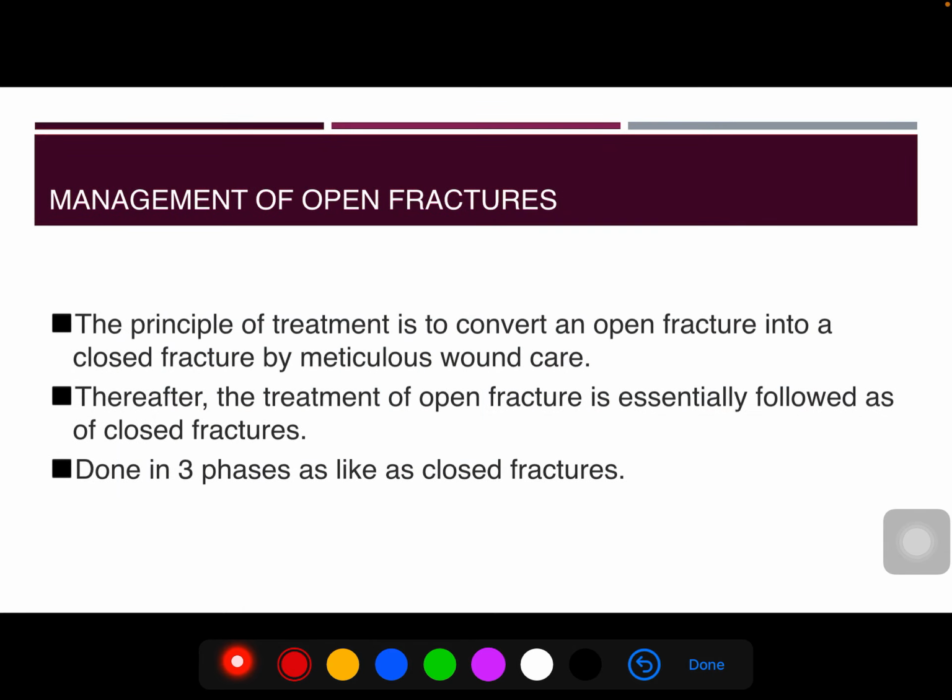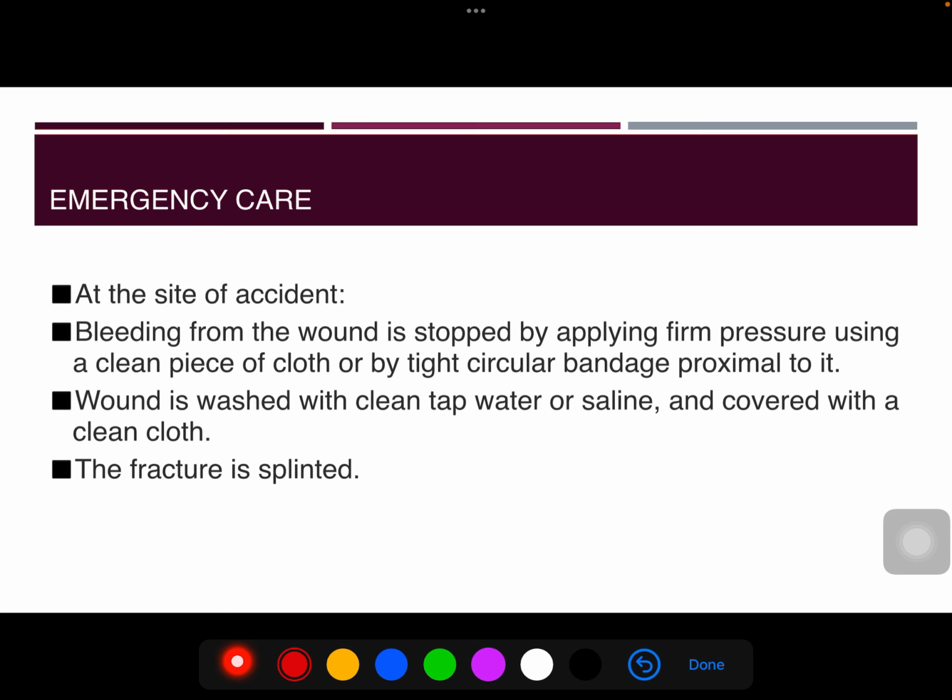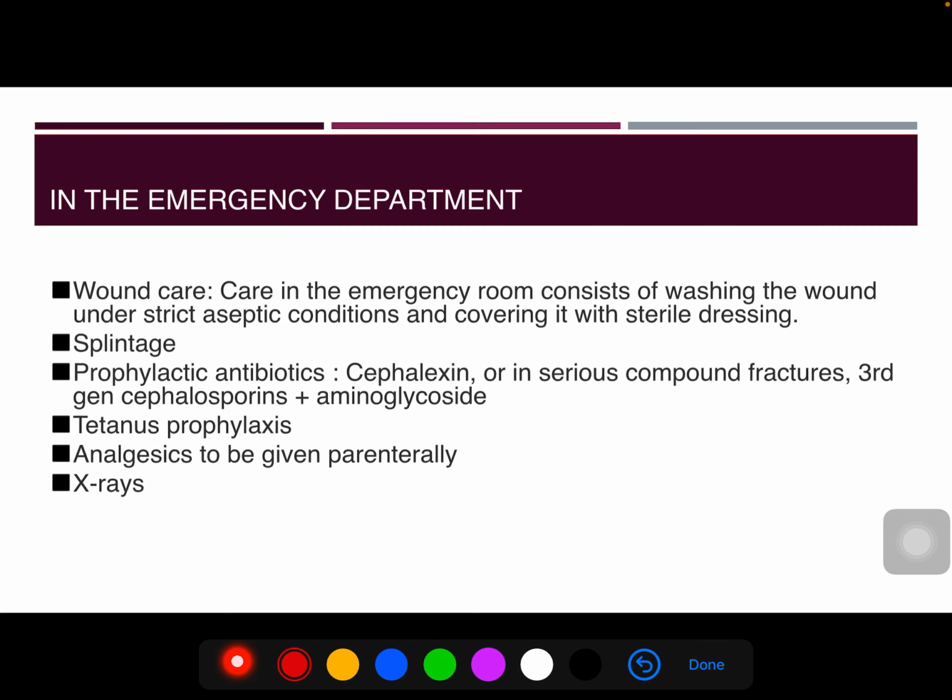Management of open fracture: the principle of treatment is to convert an open fracture into a closed fracture by meticulous wound care, and thereafter the treatment of open fracture is essentially the same as a closed fracture, done in three phases. Emergency care is at the site of the accident. Bleeding should be stopped by pressure bandage, and the wound is washed with clean tap water or saline and completely covered with a clean cloth, and the fracture is splinted.